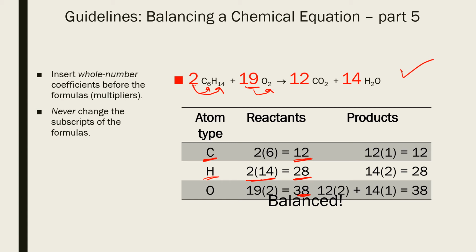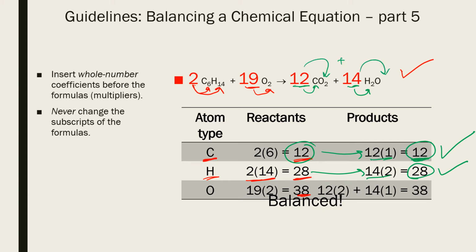Now let's compare the product side. In product side, 12 times 1, so that would be 12 carbon, so that is okay. So 12 and 12 equal, this is good. And how many hydrogens? 14 multiplied by 2, that's 28. So 28 is also good. And finally oxygen will be 12 times 2 plus 14 times 1. This also comes out to be 18. So hence this equation is balanced, and that's how we balance any chemical equation.